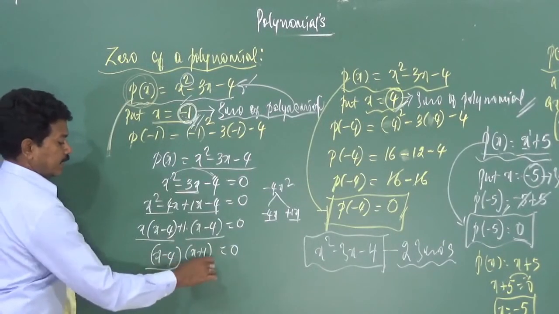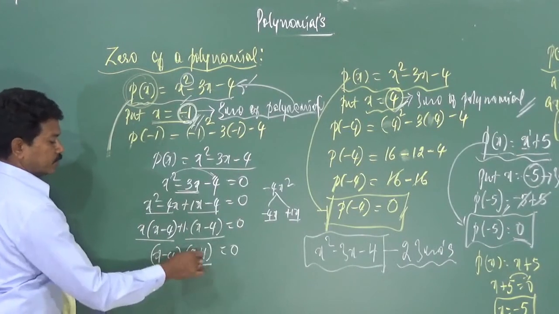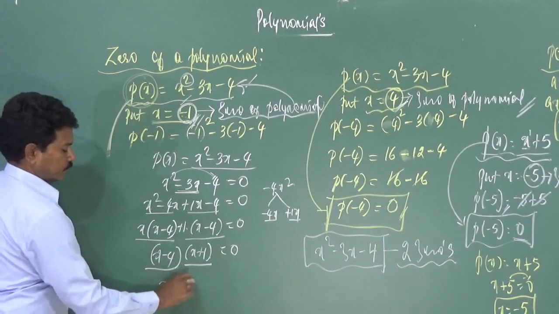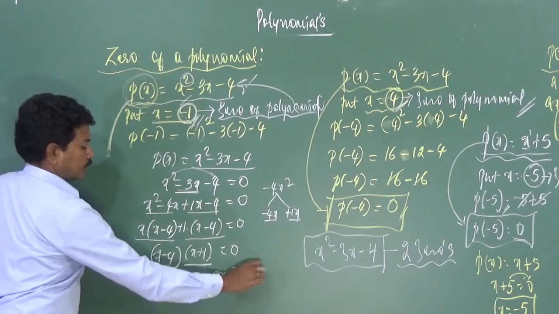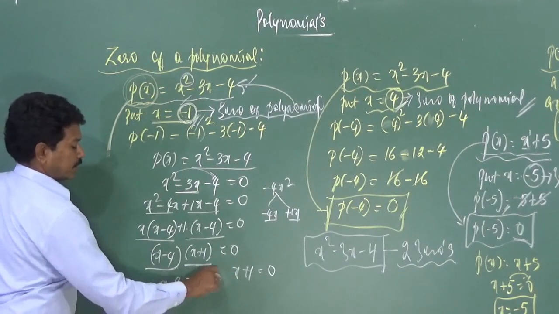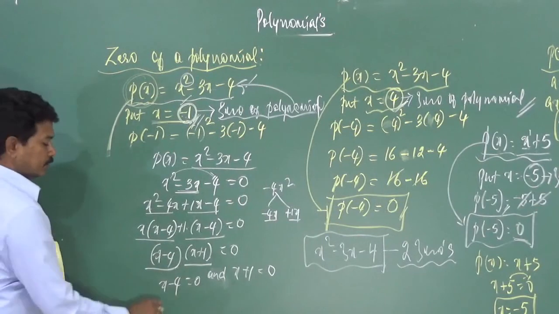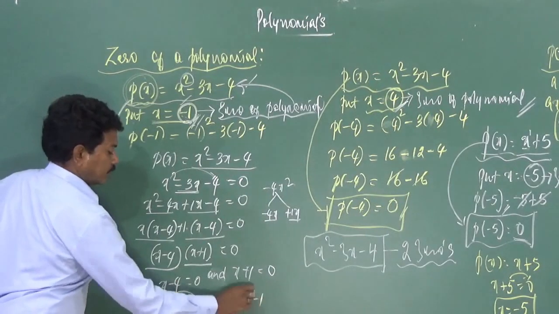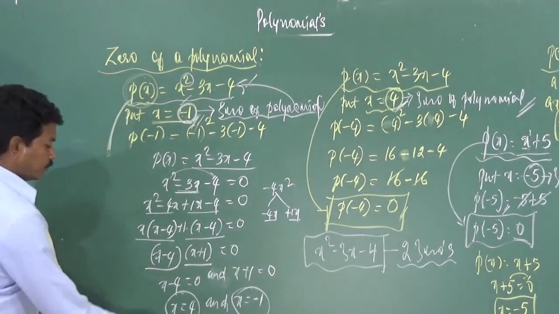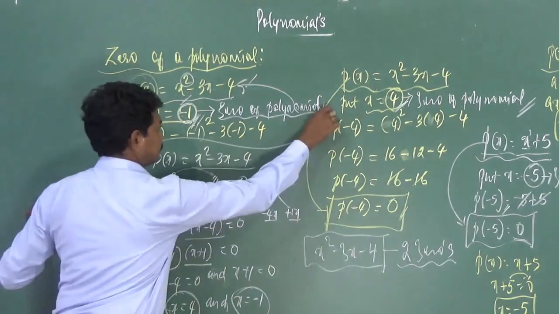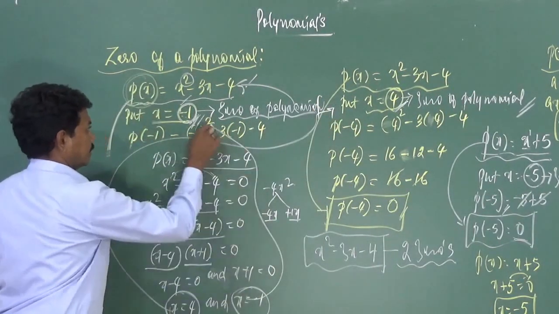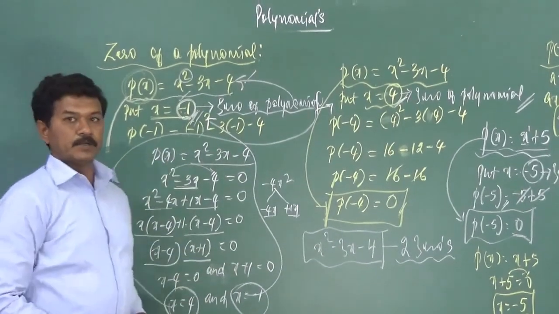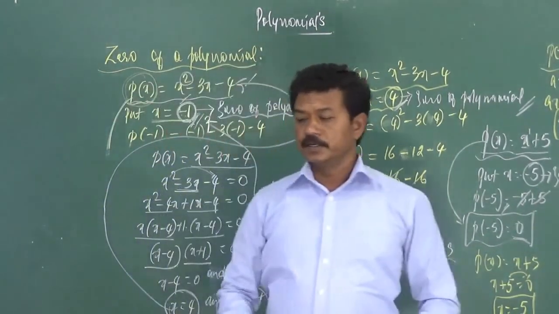So if m into n is equal to 0, either m should be equal to 0 or n should be equal to 0. That is, if x minus 4 into x plus 1 is 0, then x minus 4 should be equal to 0 or x plus 1 should be equal to 0. Let us not take or, we will take and, as we are finding zeros. So x is equal to 4 is one of the zeros and x is equal to minus 1 is another zero. So this is how you get the zeros of a quadratic polynomial. This is very important, you have to remember this concept.